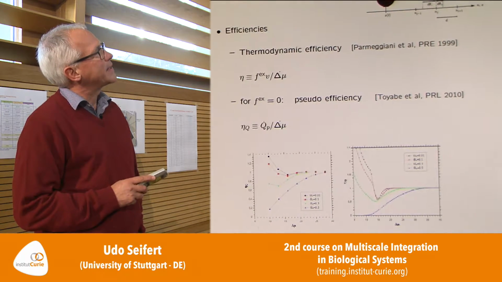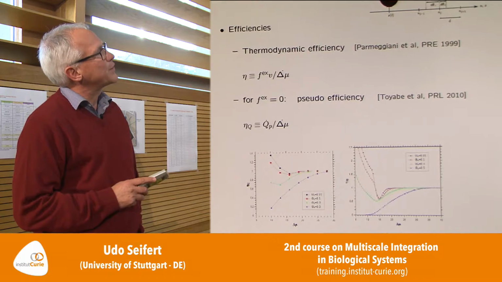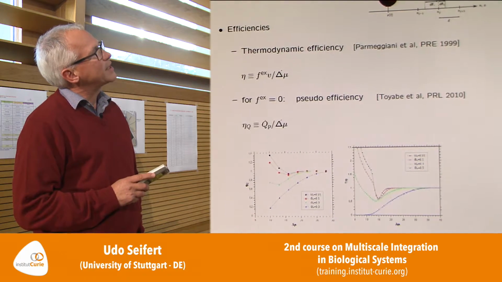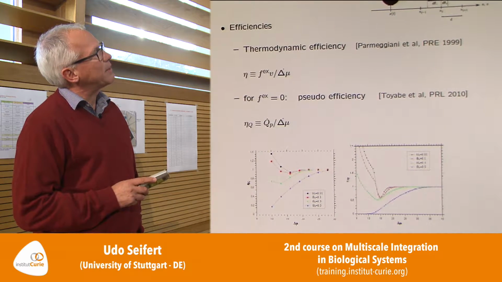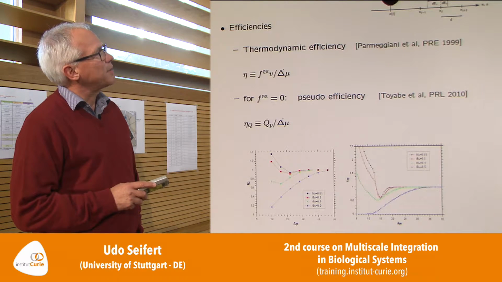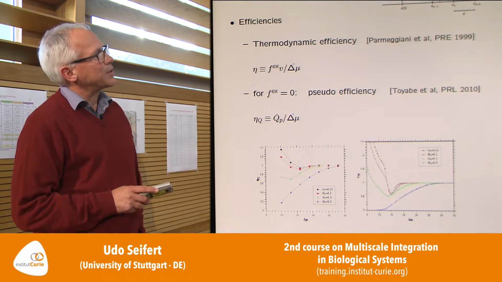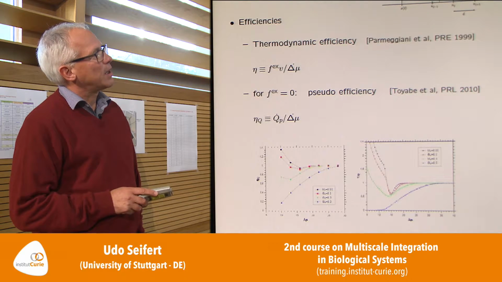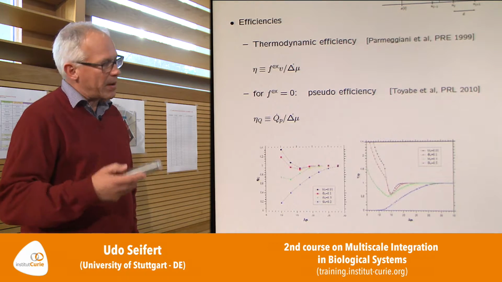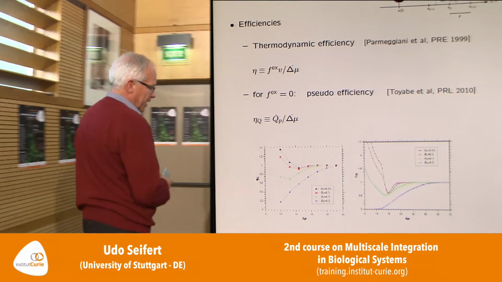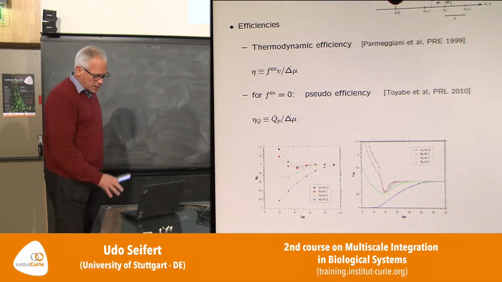So they have defined what we then call the pseudo-efficiency, which is the heat released by that probe particle divided by the chemical input. We call it pseudo-efficiency. It's hard to see here because these are data for our model. You can easily get into a situation where this is larger than 1, especially at small delta mu's, and therefore you should not really call it the thermodynamic efficiency. But it's a quantity they looked at.